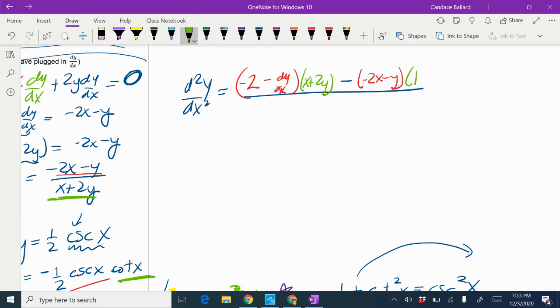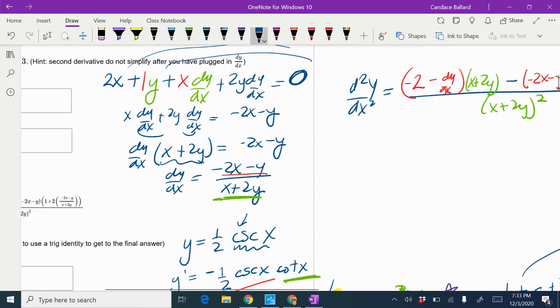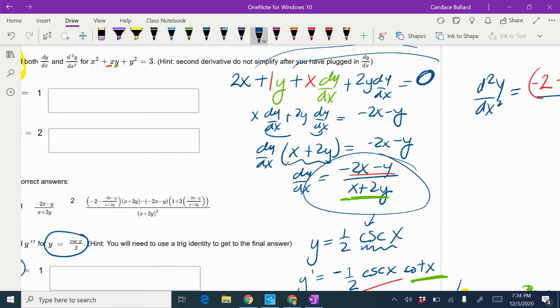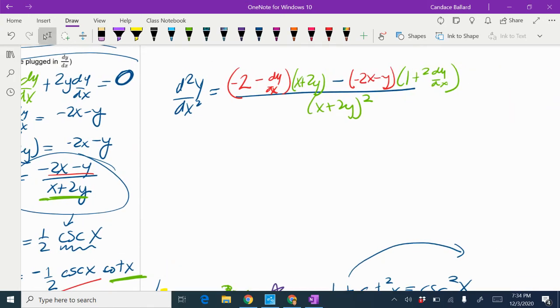And then the derivative of 2y would be 2 dy/dx, and this is all over the green squared. And then what I'm going to do is take this dy/dx that I had before. So this looks like a crazy mess. I'm going to plug it in anytime I see dy/dx.